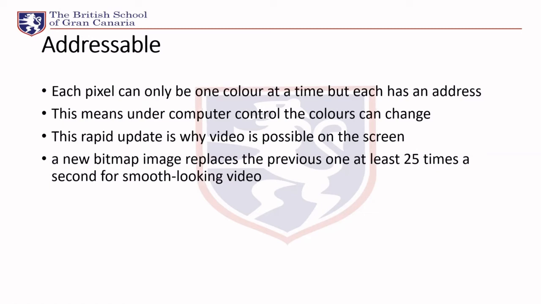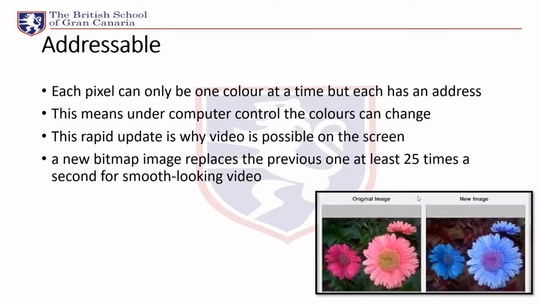So a new bitmap image replaces the previous one at least 25 times, looking for a smooth video. So this is what happens. Basically, a video isn't necessarily you moving. A video is lots and lots of pictures that move obviously quite fast, so it gives you the illusion of moving.